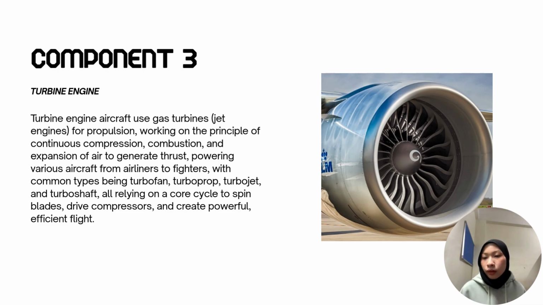Turbine engine aircraft use gas turbine jet engines for propulsion, working on the principle of continuous compression, combustion, and expansion of air to generate thrust, powering various aircraft from airliners to fighters, with common types being turbofan, turboprop, turbojet, and turboshaft, all relying on a core cycle to spin blades, drive the compressor, and create powerful, efficient flight.